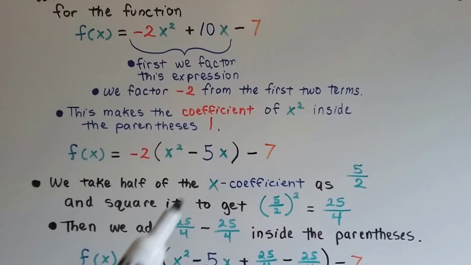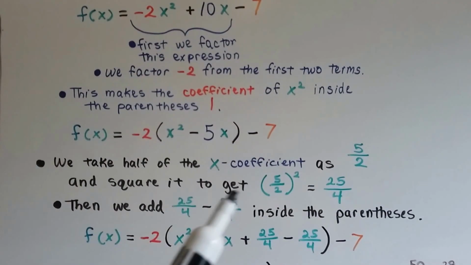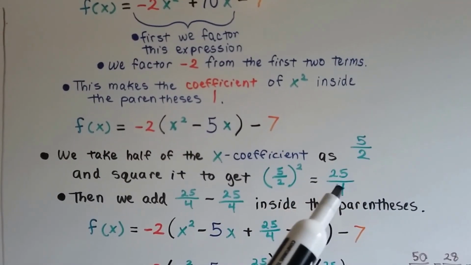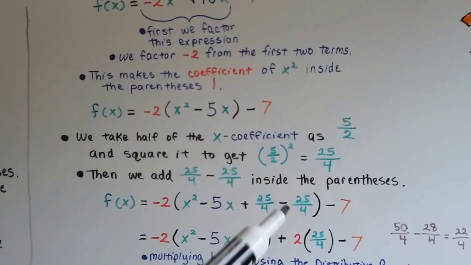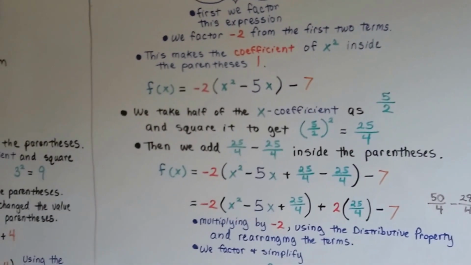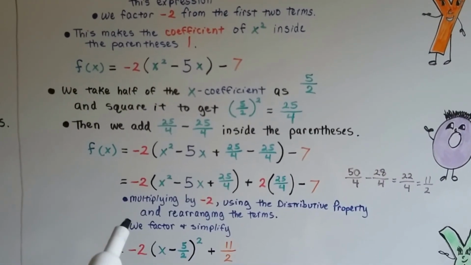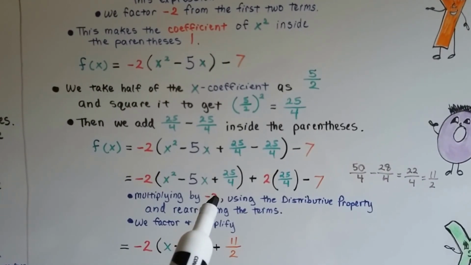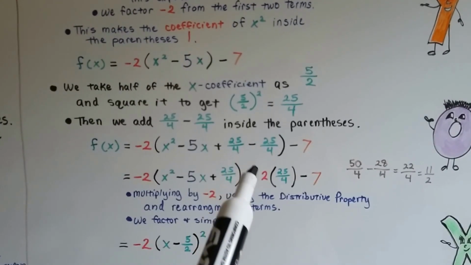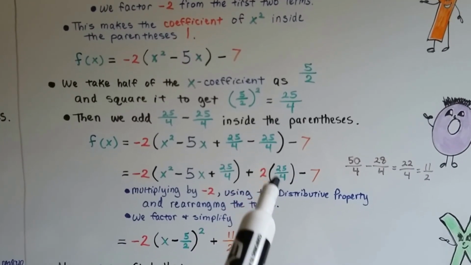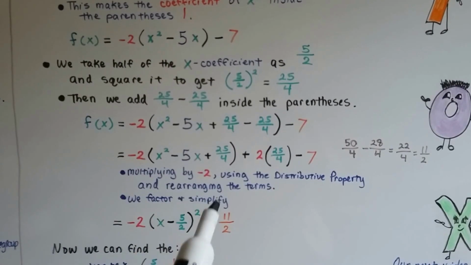We take half of the x coefficient, half of this 5, which is going to be 5 over 2, isn't it? And we square it to get 25 over 4. Now we're going to add 25 fourths minus 25 fourths inside the parentheses, just like we did over here when we did the 9 minus 9. We're going to split it apart using that associative property for addition and regrouping it. So now we have plus 25 fourths plus we're going to have 2 times 25 fourths minus 7, multiplying by the negative 2 and then using the distributive property and rearranging the terms.